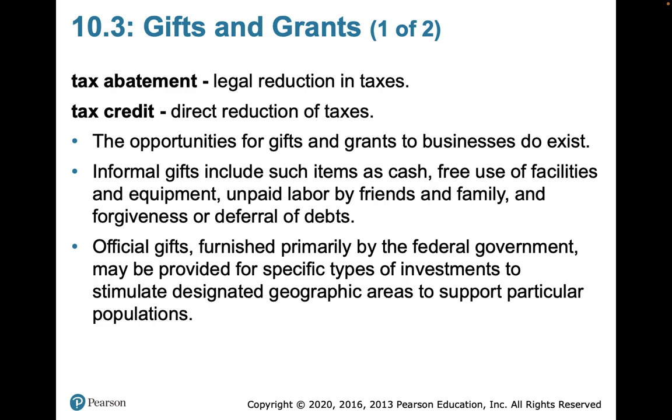Now let's look at gifts and grants. When we talk about gifts and grants, we look at things like tax abatement, which is a legal reduction in taxes. These are other classes of gifts and grants. Sometimes the government grants this tax abatement to entrepreneurs; they reduce their tax. Then we also have what they call tax credit, a direct deduction of taxes. This is different from tax abatement. This one is a direct reduction of tax, and the government also grants this.